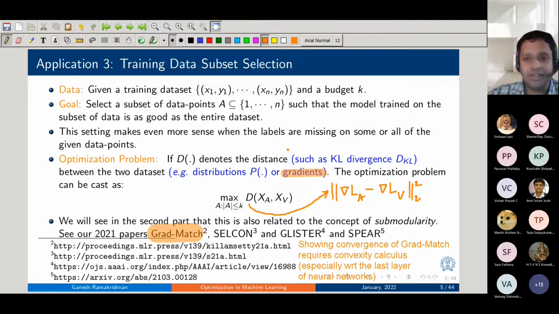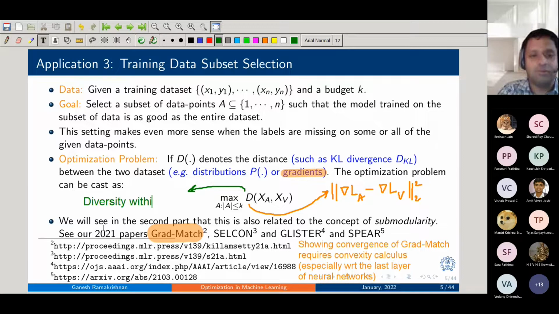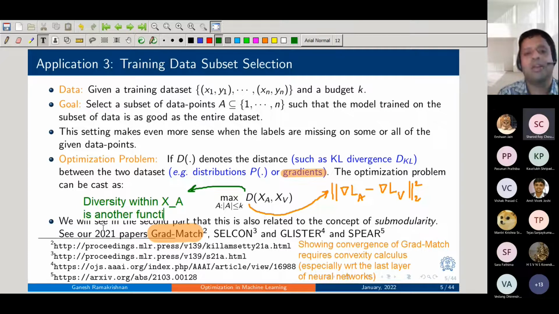Very good point. So that's another loss function. Another loss function is the diversity. I won't say it's a loss function, but the negative of the diversity, so a decreasing function of the diversity could be another function you want to minimize, or you may be interested in maximizing the diversity directly, right? So diversity within XA. That's what you're saying? Yes, kind of that, sir.